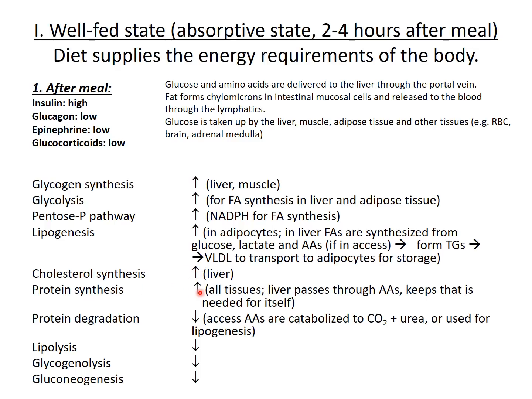Protein synthesis in every tissue. This is the time when you can replace your proteins, when you can produce serum proteins by the liver and other structural and functional proteins in the cells. However, protein degradation, lipolysis, fatty acid beta oxidation, glycogenolysis, and gluconeogenesis will be downregulated.